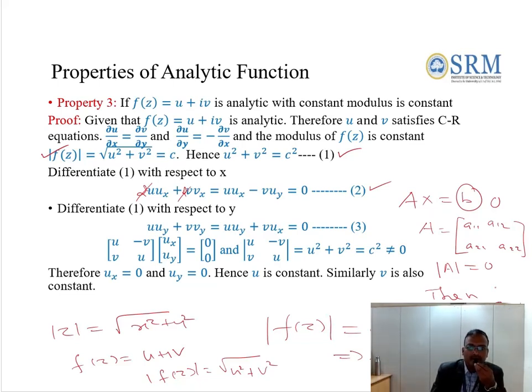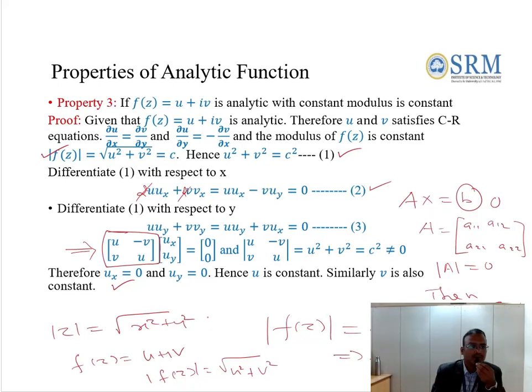If the determinant of A is not equal to 0, then x equal to 0 is the only solution. That's what linear algebra says. So if you group equations 2 and 3, you can write them in matrix form like this: [u, -v; v, u] times [ux, uy] equal to the zero vector. Its determinant is u squared plus v squared, which is c squared, and c is a non-zero constant. Therefore the determinant of this matrix is non-zero. Hence ux equal to 0 and uy equal to 0.